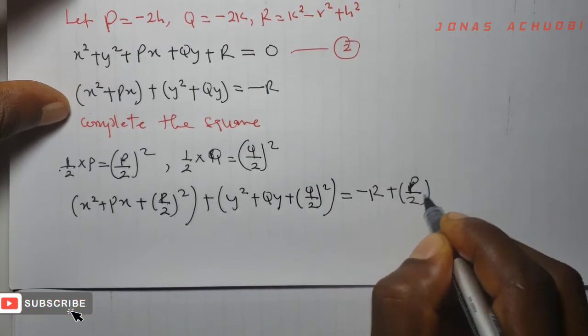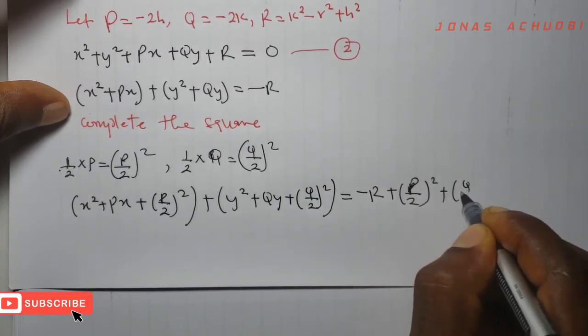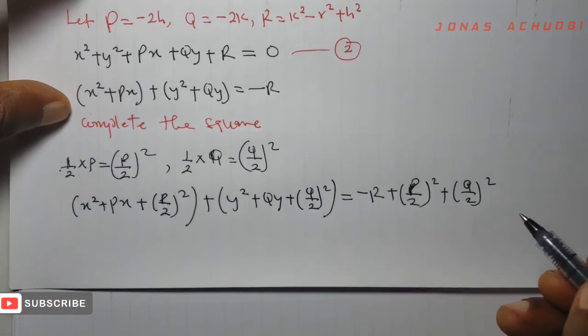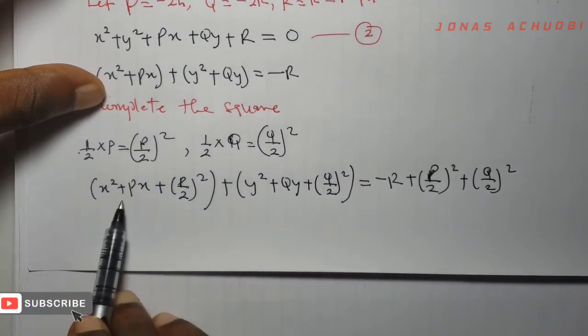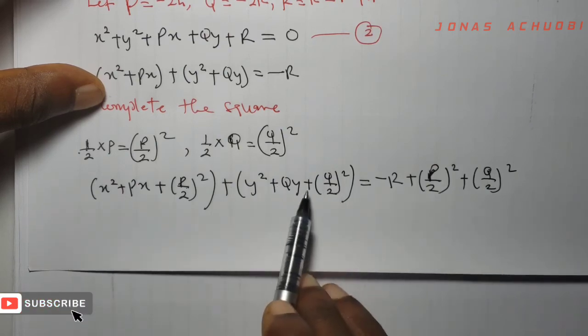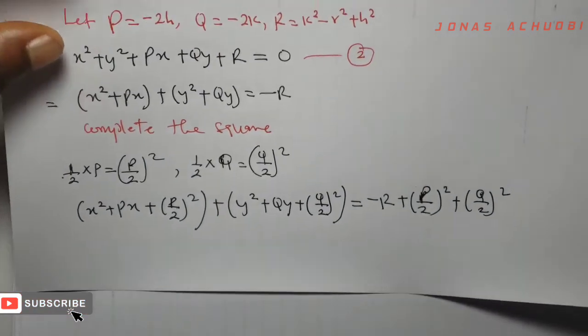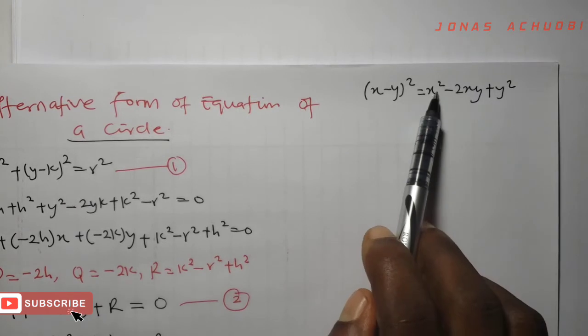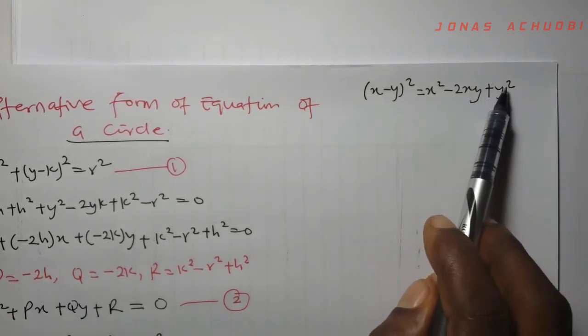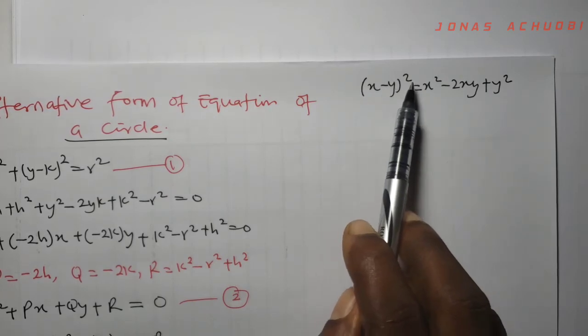So p over 2 all squared plus q over 2 all squared. Are we following? This is now a complete square for x, as well as a complete square for y. Now if you recall what we explained earlier, we said that x squared minus 2xy plus y squared, a complete square, can be written as x minus y all squared.